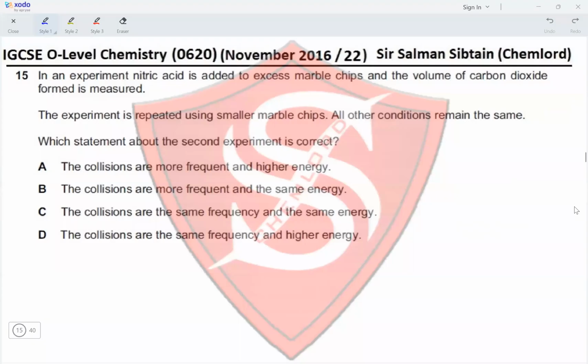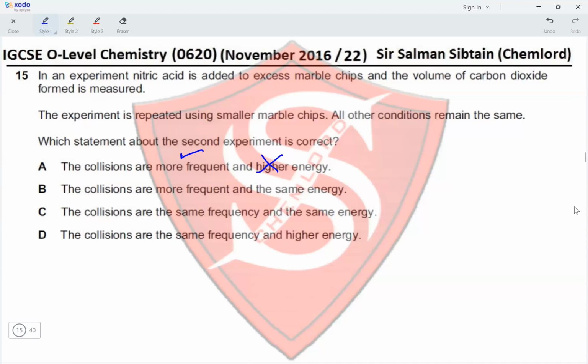Question 15. In an experiment, nitric acid is added to excess marble chips and the volume of carbon dioxide formed is measured. The experiment is repeated using smaller marble chips. All other conditions remain the same. Which statement about the second experiment is correct? Now, since smaller marble chips are used, the collisions are more frequent with higher energy? No, there is no change in energy. The collisions are more frequent, yes, but not with higher energy, with the same energy.